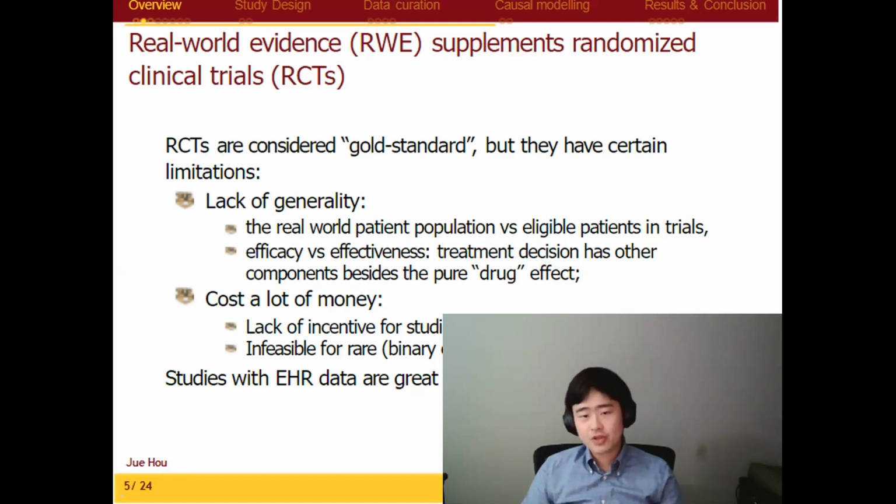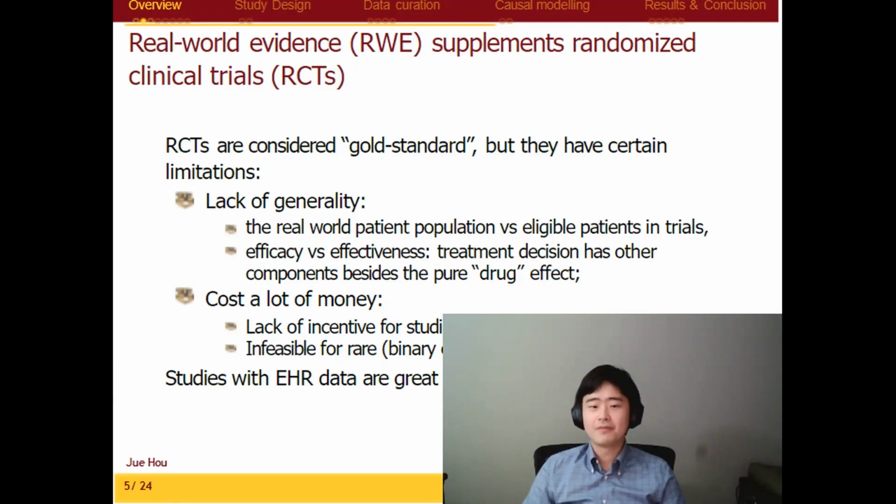First of all, we want to describe what real-world evidence, the term in the title, is, and how it's different from randomized clinical trials. Randomized clinical trials are still considered the gold standard in defining treatment guidelines, but we have to acknowledge they have certain limitations. First, they lack generality. The real-world patient population is usually different from the eligible patients in the trials. Usually the trial cohort is healthier in general.